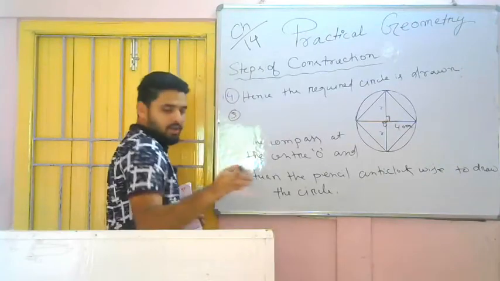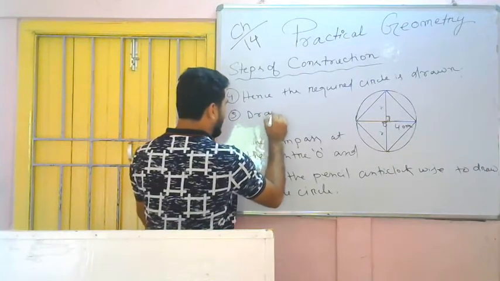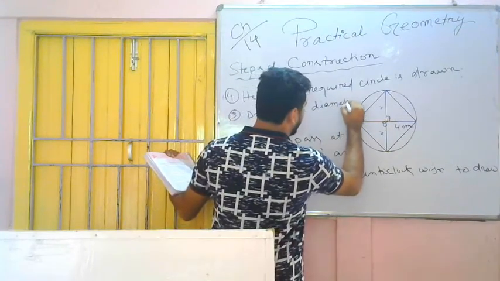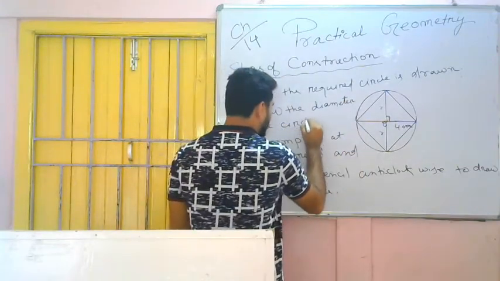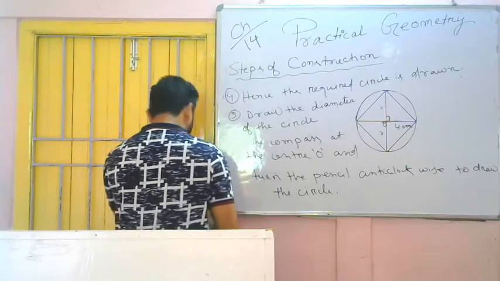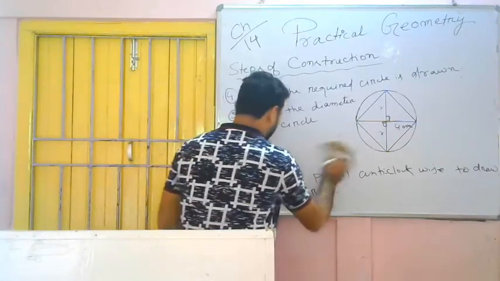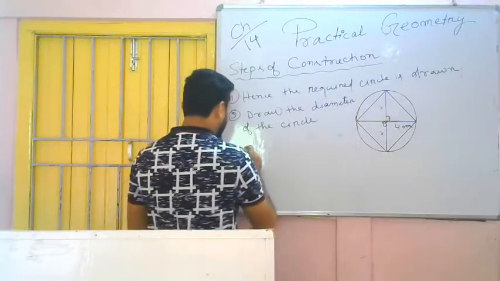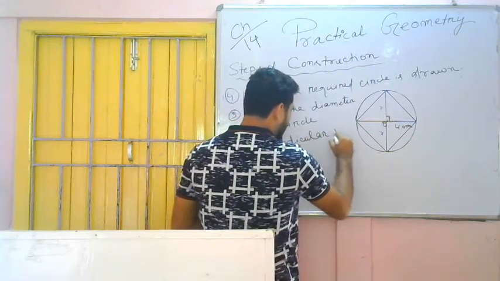Right, number 5 step of construction. Draw the diameter of the circle perpendicular to each other.